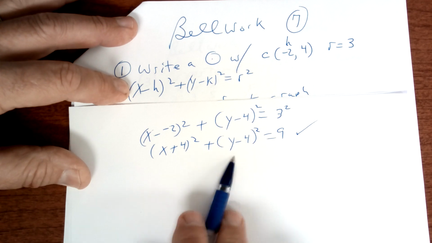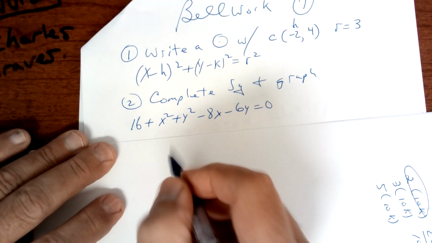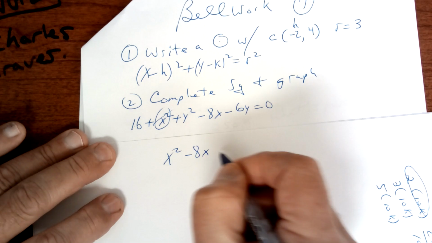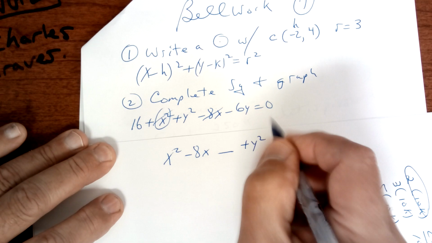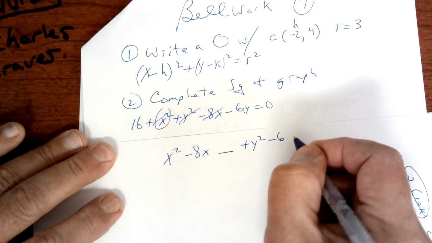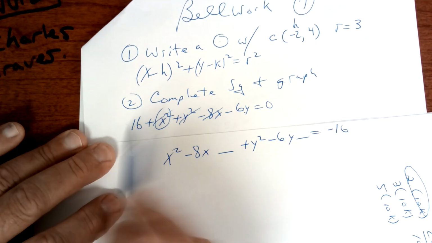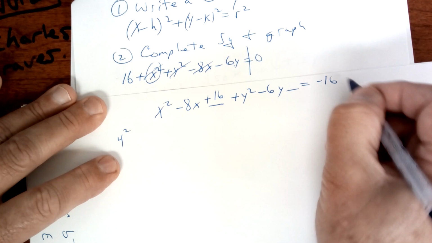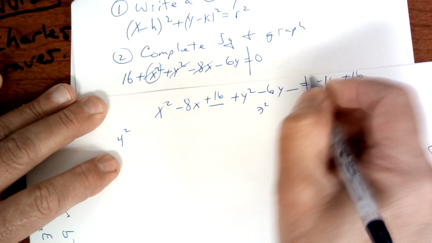Opposite, opposite, square root. Take a look at this one. This one you have to arrange your work. So it's going to be x squared first, minus 8x, and then a space, plus y squared, minus 6y, and then a space equals a negative 16. Because you have to move that 16 to the other side, and the sign changes. Half of this is 4, and 4 squared is 16. So you're going to add 16 to both sides. This one, half of 6 is 3, and 3 squared is 9.